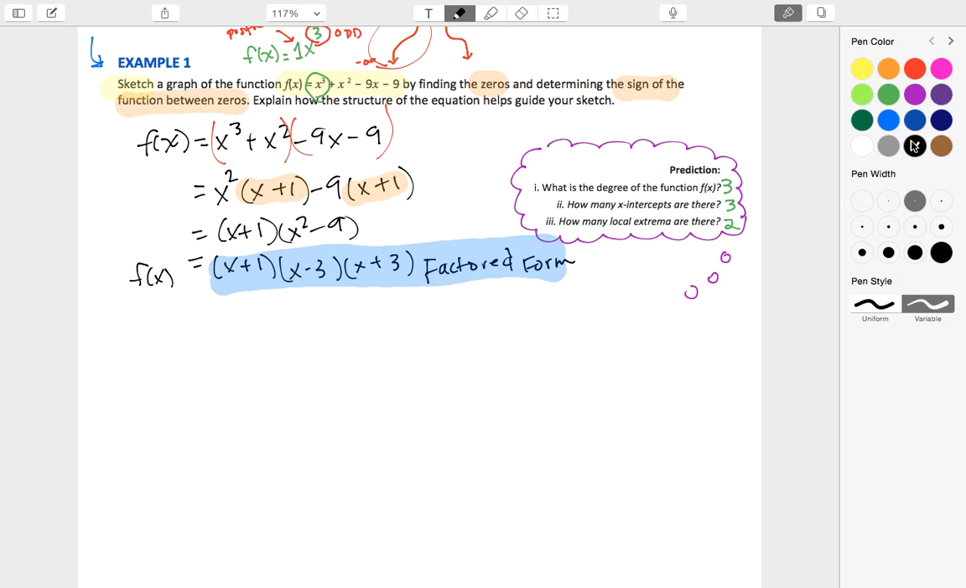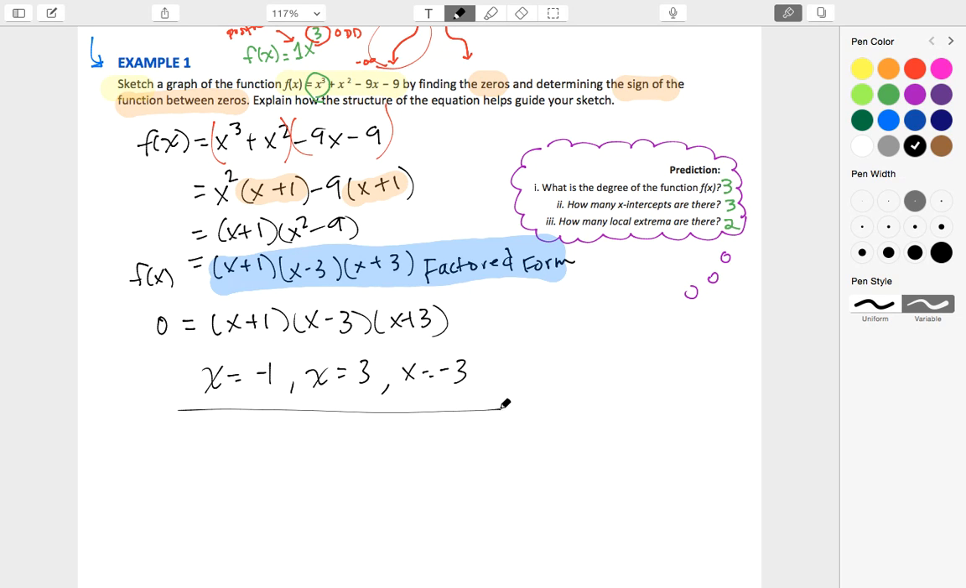Okay, so here we want to find the zeros, so we go ahead and use zero product property, or ZPP, and we set them each equal to 0. And we should get x equals -1, x equals 3, and x equals -3. Great. So you can go ahead and annotate your work. These are the zeros, which are also going to play a role, specifically being the x-intercepts.